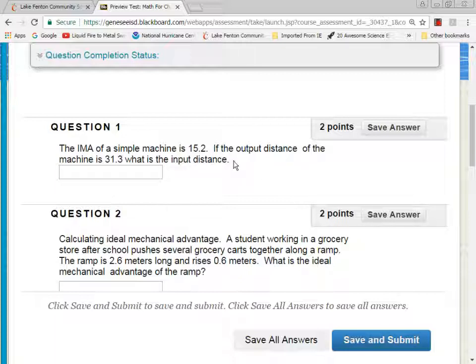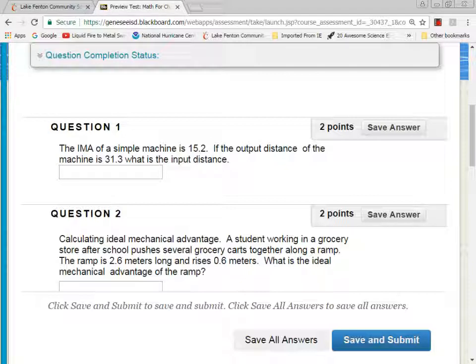So in this particular case, if the output distance of the machine is 31.3, what is the input distance? Now you'll notice that I don't have any units here, and the reason for that is because it doesn't matter. The IMA of a simple machine is 15.2, right? If the output distance of the machine is 31.3, what must be the input distance?